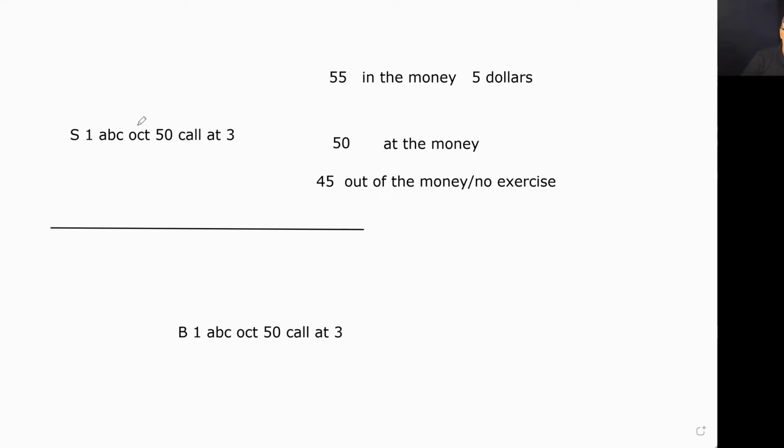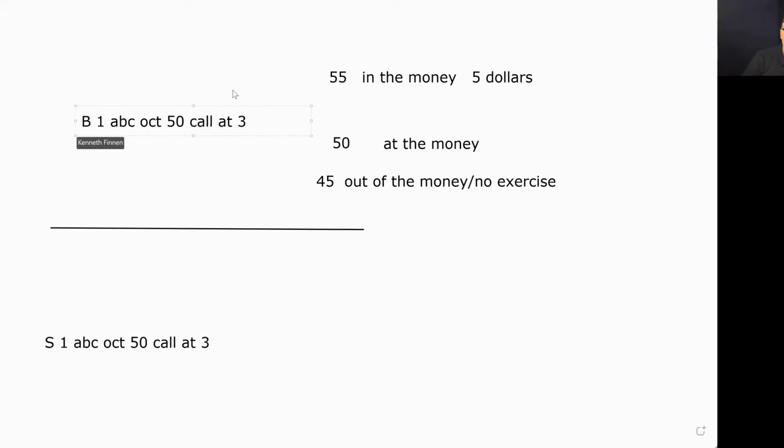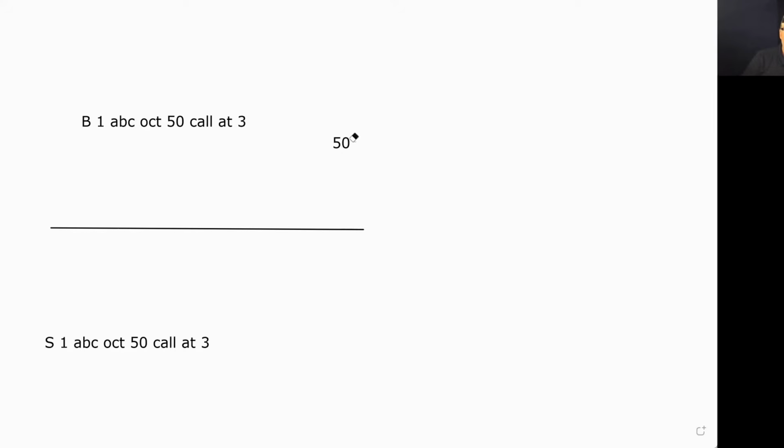Let's bring this back to the way it was. Erase this so it's not confusing. Let's say you decide to exercise. This works for any option. You decide to exercise. So on Monday, you decide to exercise.